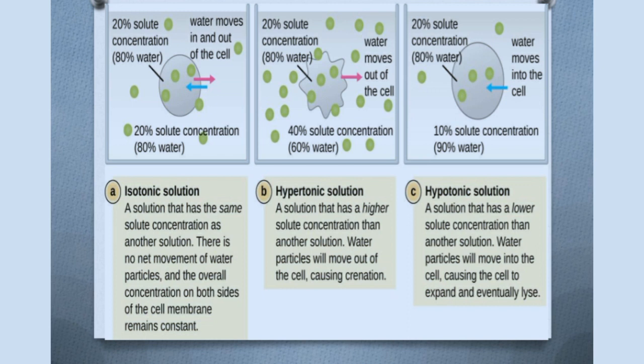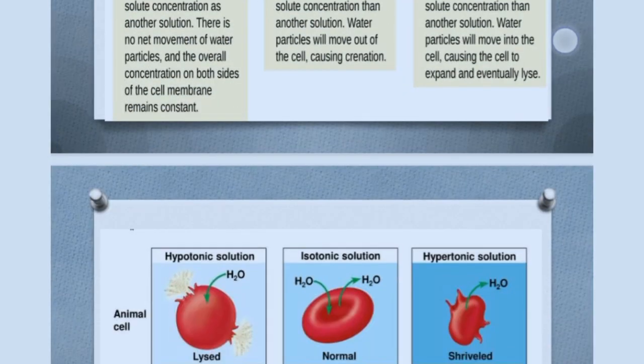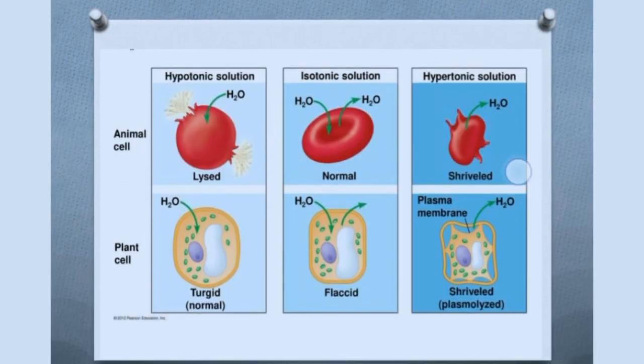See in figure, the cell has 80% water concentration and 20% solute concentration, while its surrounding has 90% water and only 10% solute. So water from outside will move into the cell, causing the cell to expand. Here cell size will increase, and if it goes on continuously, the cell will lyse or break down. Here also you can see the example, condition of animal cells and plant cells in hypotonic, isotonic and hypertonic solution.